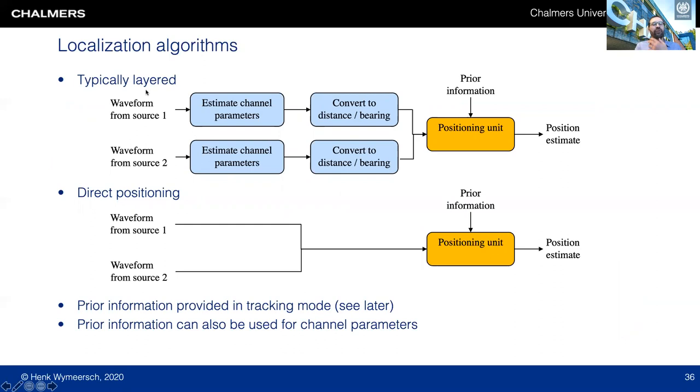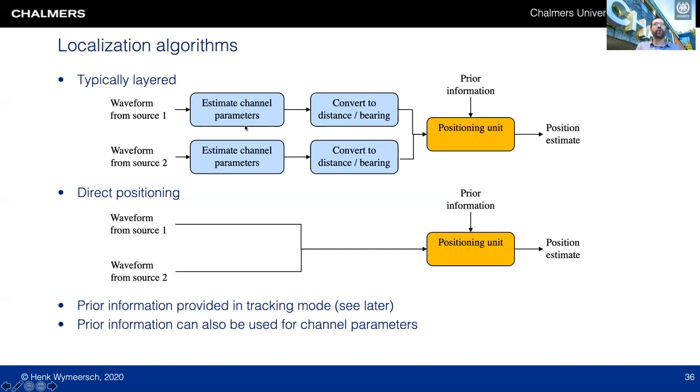We have the same in positioning. So you have the waveform that is coming in. From this waveform, you would estimate channel parameters. From these channel parameters, you would convert them to distances or bearings. So the channel parameters could be time of arrival, and the time of arrival you convert to a distance. And then this you feed to a positioning unit, which takes into account prior information, gives you a position estimate. And this is the common way that we do positioning, and this is the way that I will explain today.